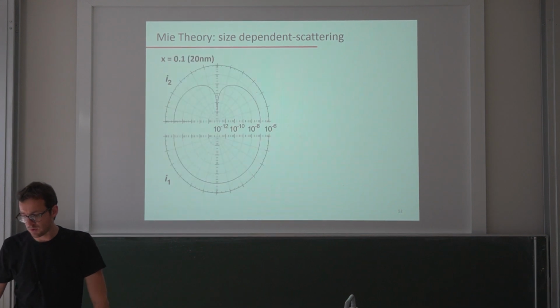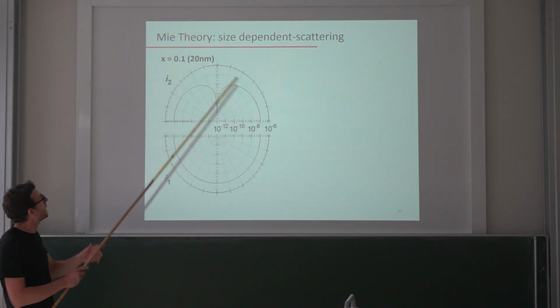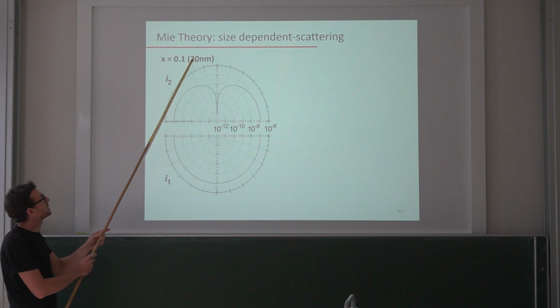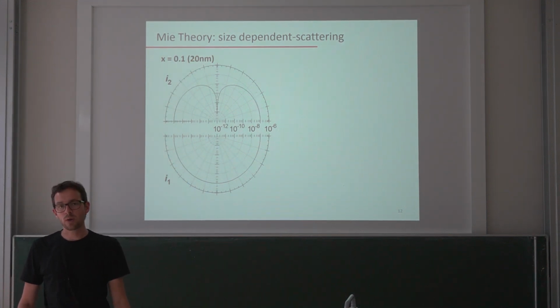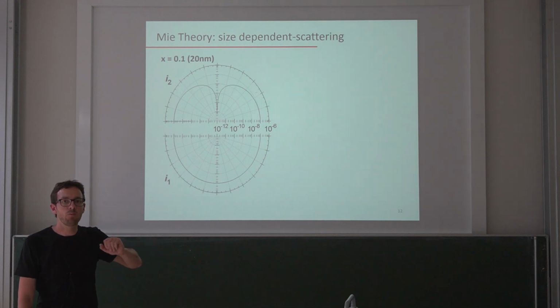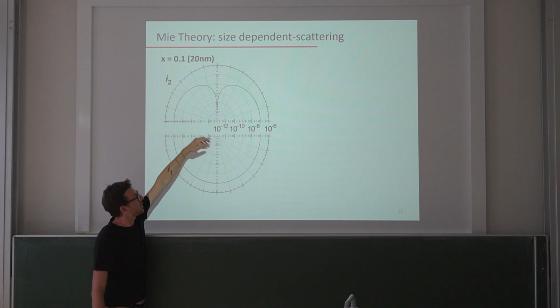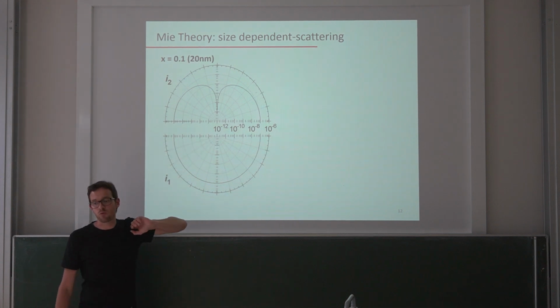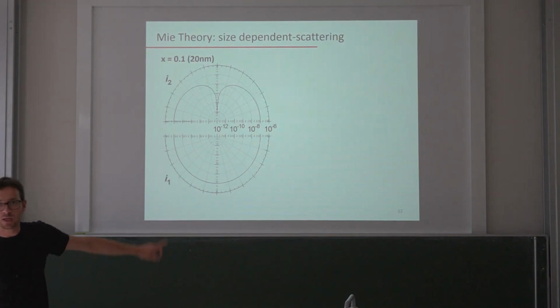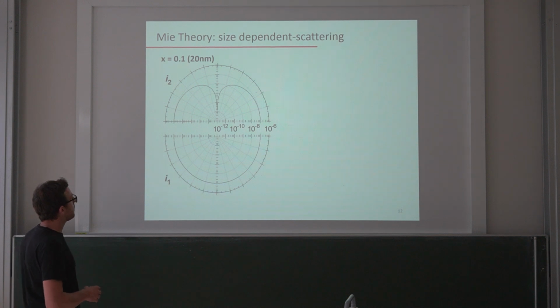Okay, so what we see here now is the first calculation for a size of 20 nanometers. You see the two components, one parallel and one perpendicular to the electric field. These should be circles, but they are cut in half to save space. We're looking at two different planes. I'm not sure if you can recognize it. Just look at it a little bit, maybe a bit more.